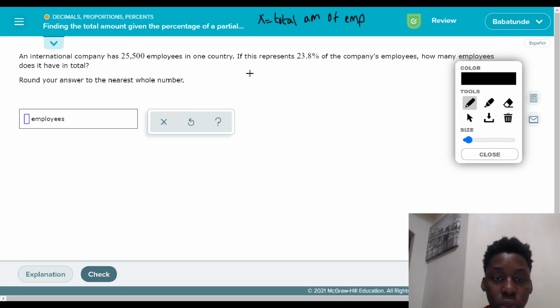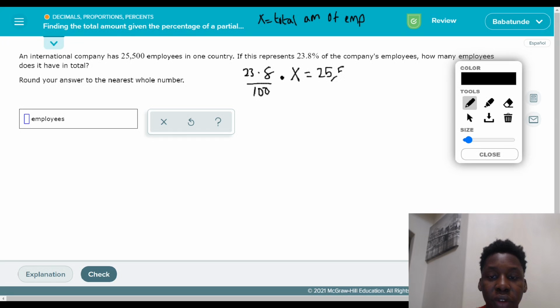So this is saying 23.8% of the total amount of employees, which in this case is x, of x equals 25,500 employees. And so we know that 25,500 employees equals 23.8% of the total amount. And then we're asked to find the total amount of employees, which in this case is x. So we're going to have to find x.